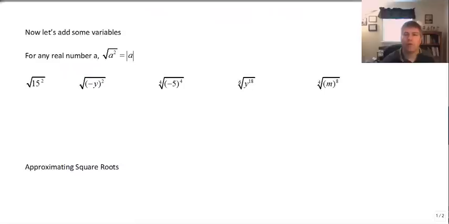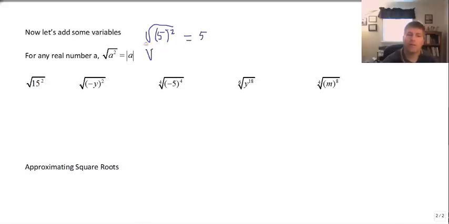Now let's add some variables to our roots. For any real number a, the square root of a squared is going to be the absolute value of a. We know that if a is 5, we take the square root of 5 squared. Well, since the square root and the square are inverse operations, they sort of cancel each other out. So we might see that and say, well, that answer is just 5. These are inverse operations. The square root and the square cancel each other out.